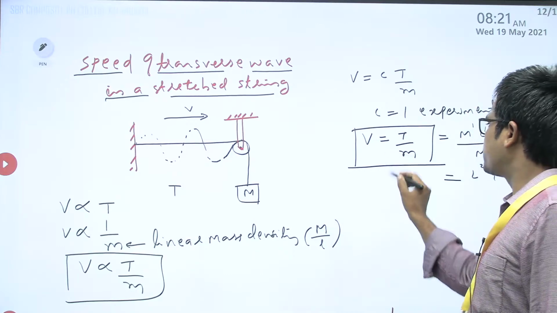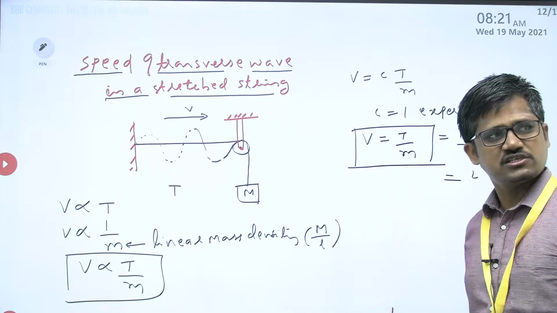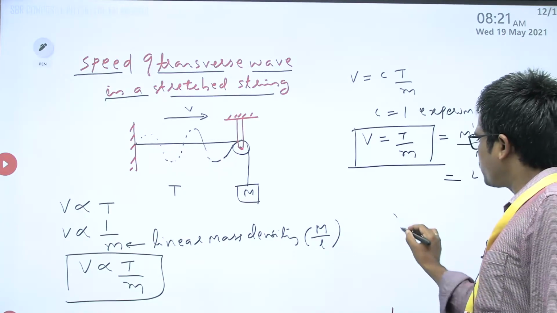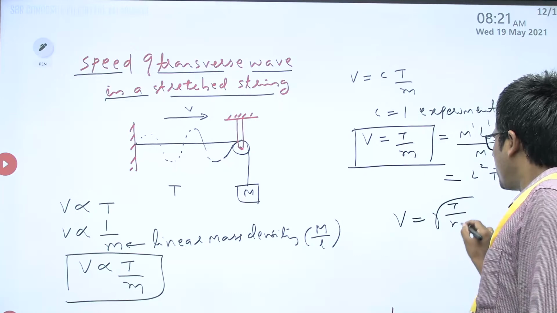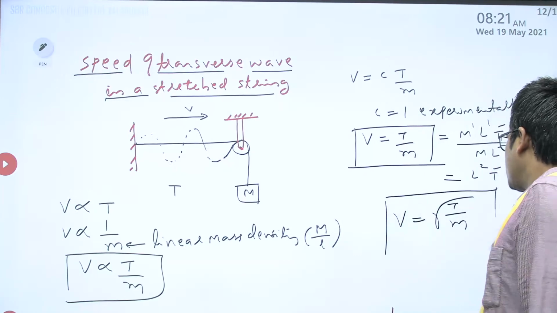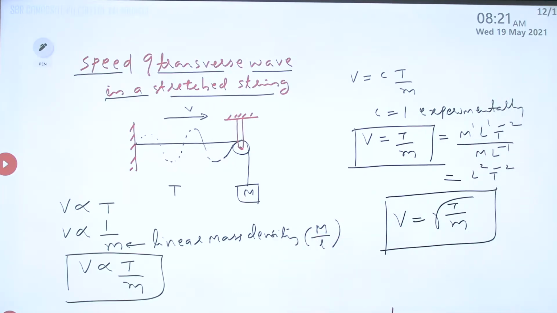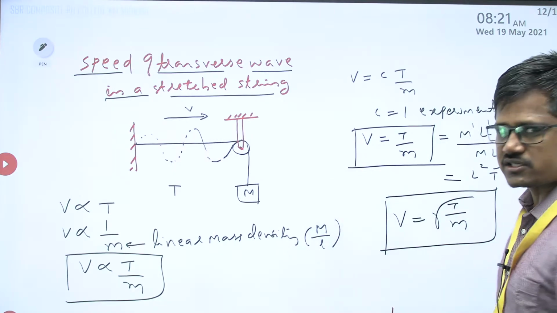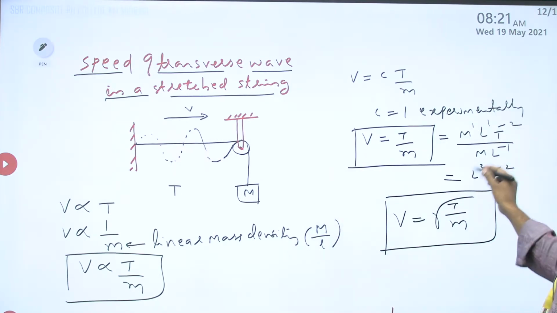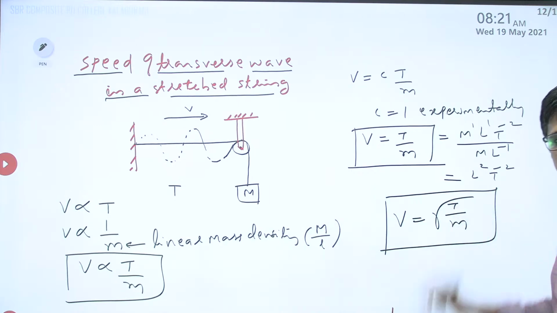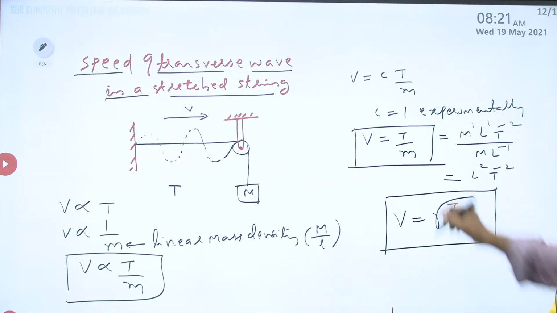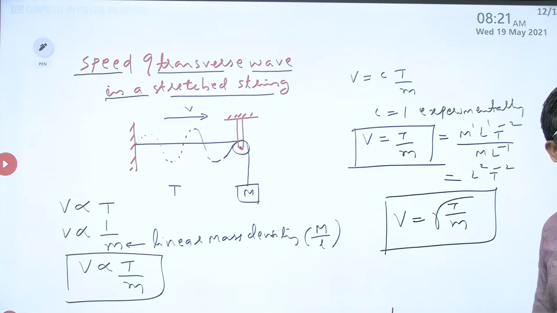To make this equation dimensionally correct, the final equation is the root of tension divided by mass per unit length. This is the actual velocity equation for a transverse wave set up in the stretched string. Now when I take the root of this, definitely here comes meter per second, 1 in length, minus 1 in time, right or not? The root of this is the equation of velocity of the transverse wave.